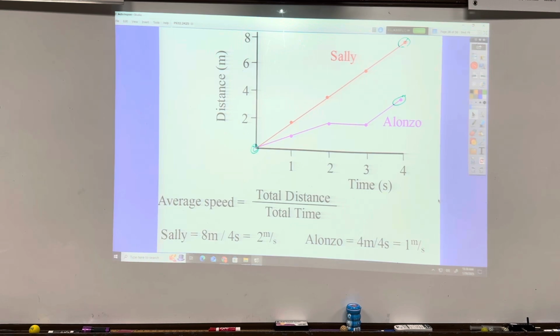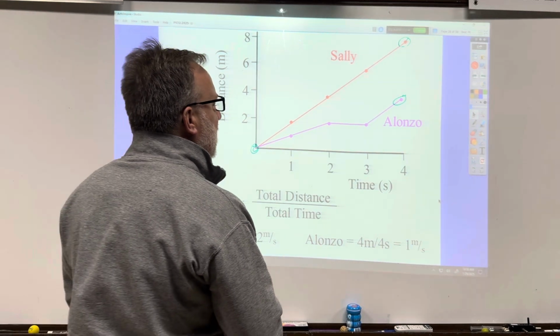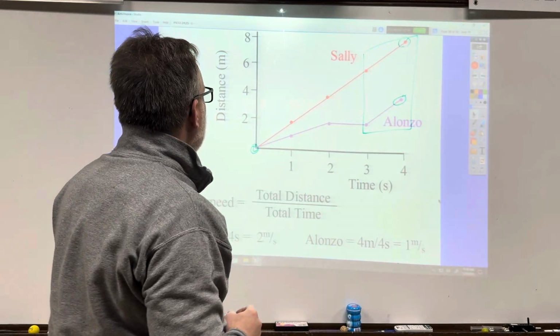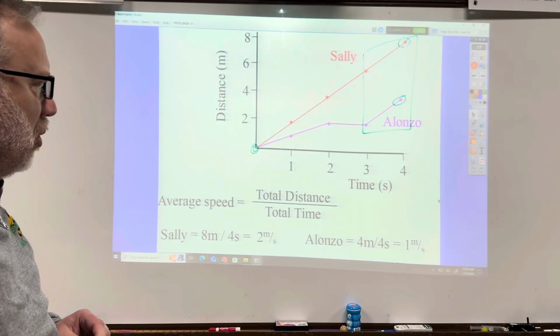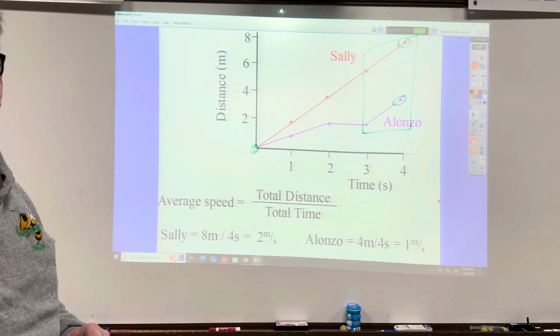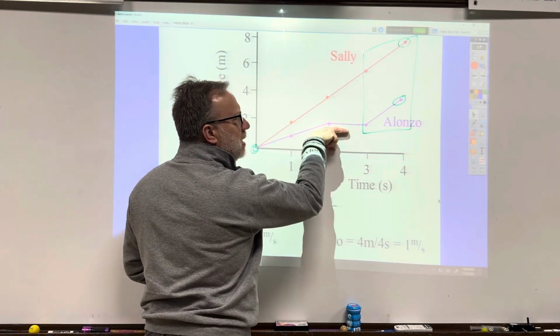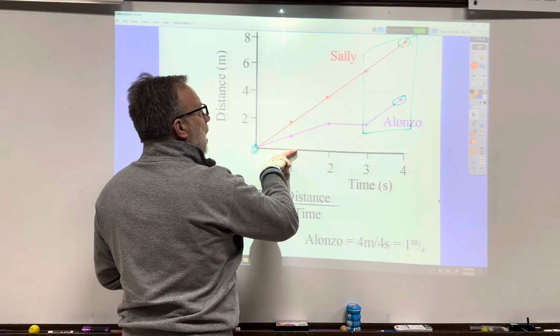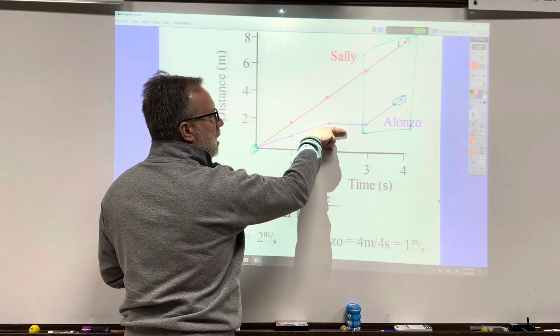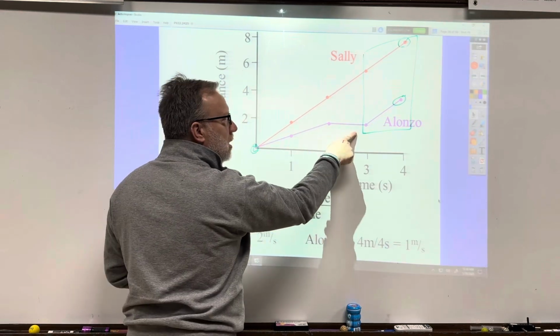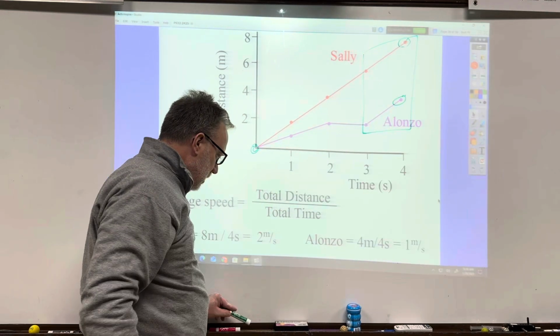Over what time interval do they have the same speed? The speed here looks like it's 2 meters divided by 1 second, or 2 meters per second for both of them. Here his speed is less because the slope is less. Here, well, he is stopped actually because he's at the same distance of 2 meters. And there his speed matches Sally's.